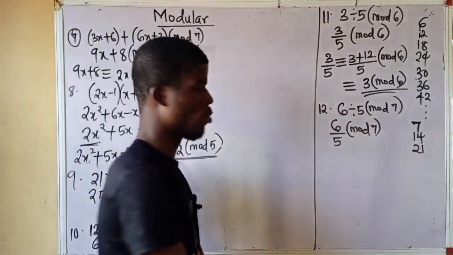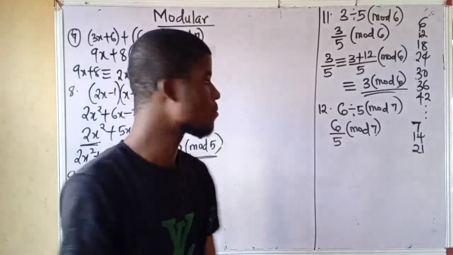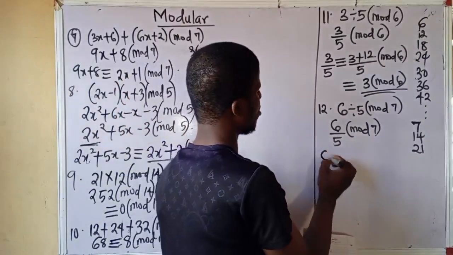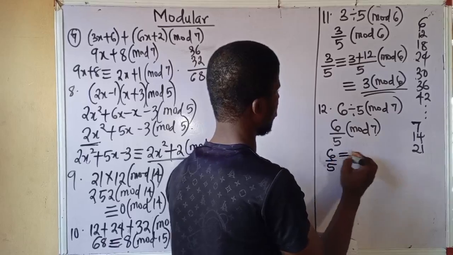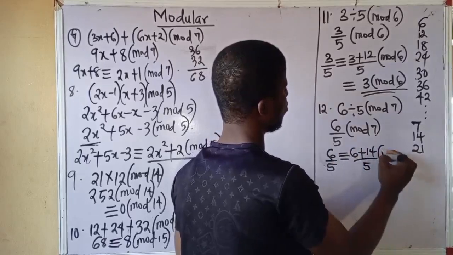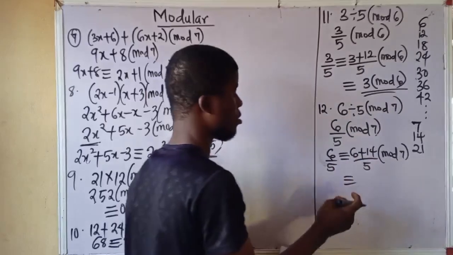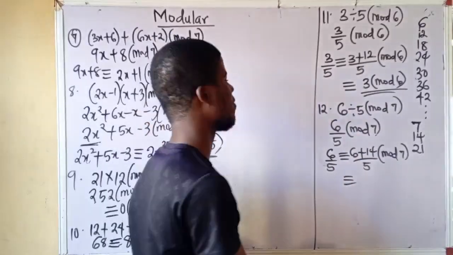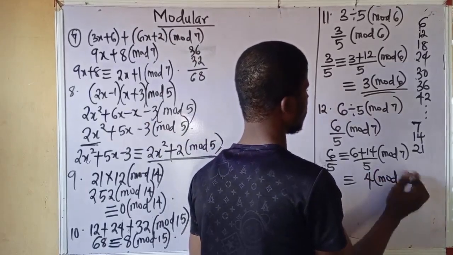14 plus 6 is 20. Good. I can divide 20 by 5 and the result is 4. So I'll be saying 6 over 5 is congruent to 6 plus 14 over 5 modulo 7. And this means that 6 plus 14 is 20 divided by 5. That's 4. So we have this as 4 modulo 7.